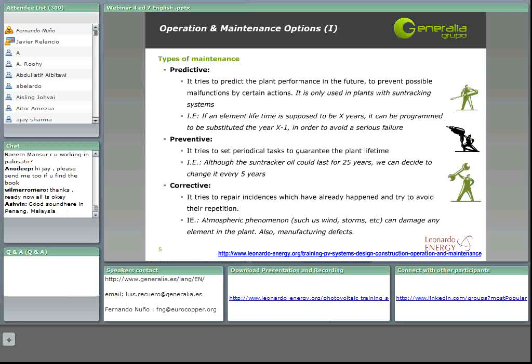The preventive maintenance tries to set periodical tasks to guarantee the plant lifetime, avoiding incidences from happening. And then, the corrective maintenance handles the incidents once they have already happened.